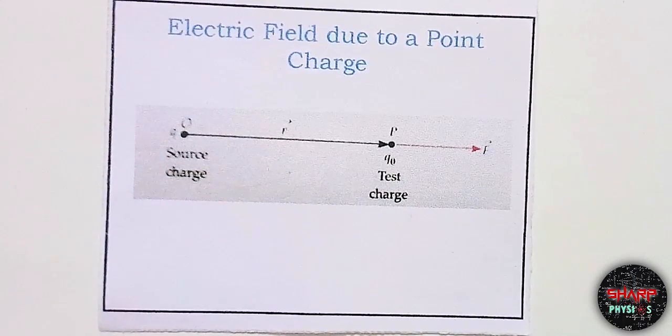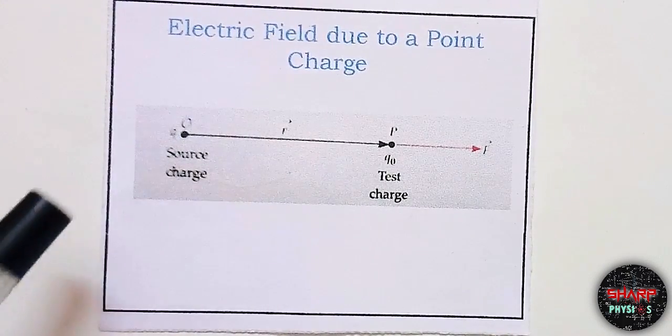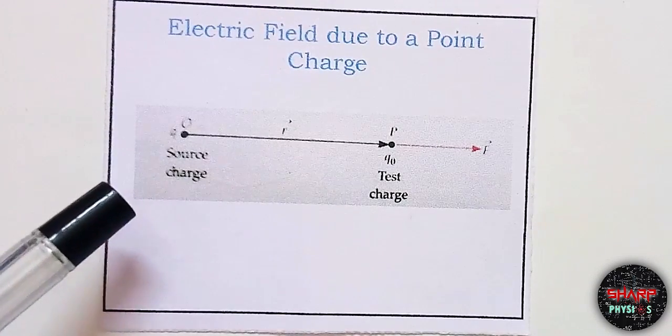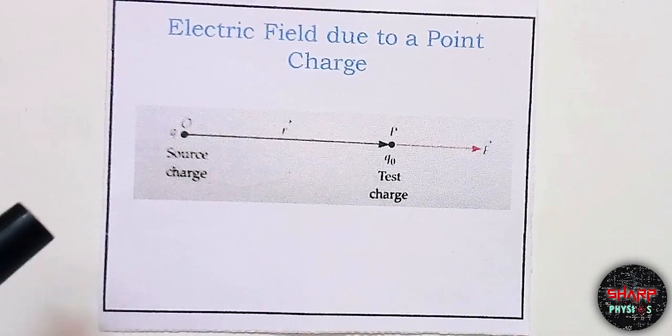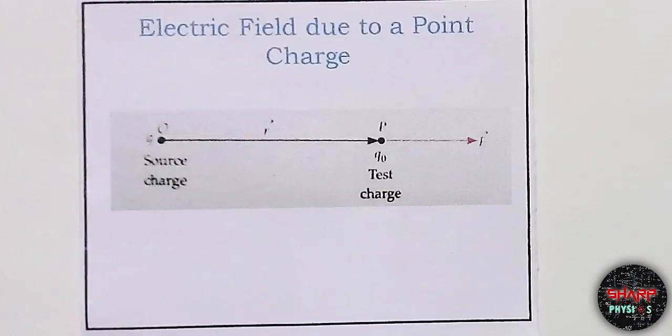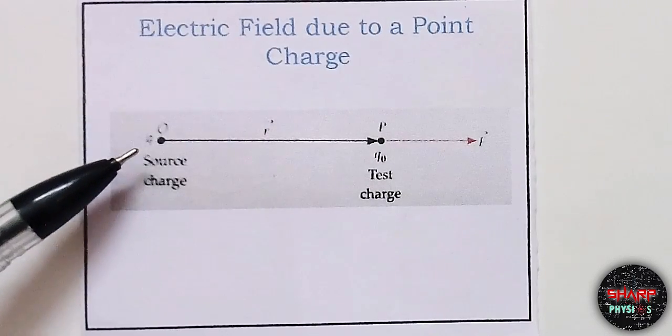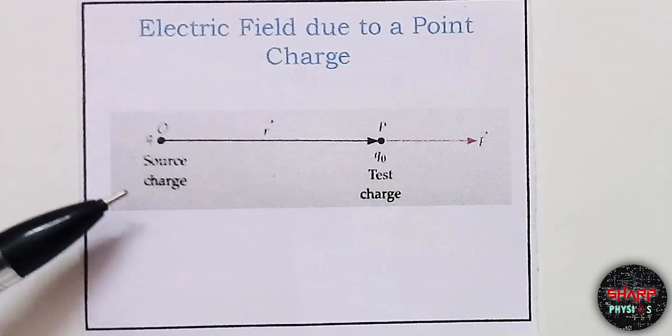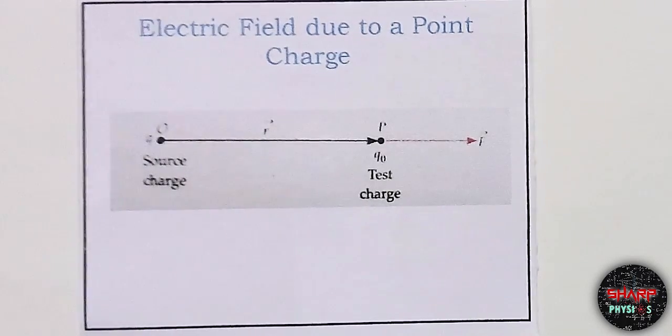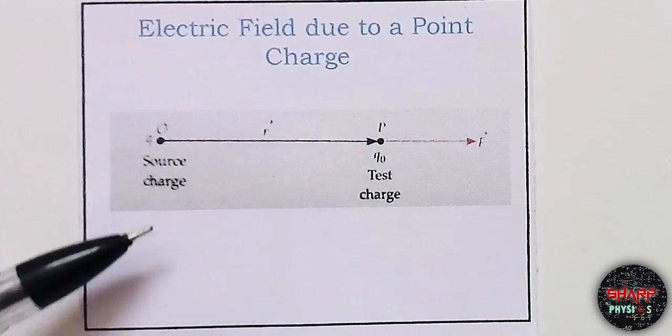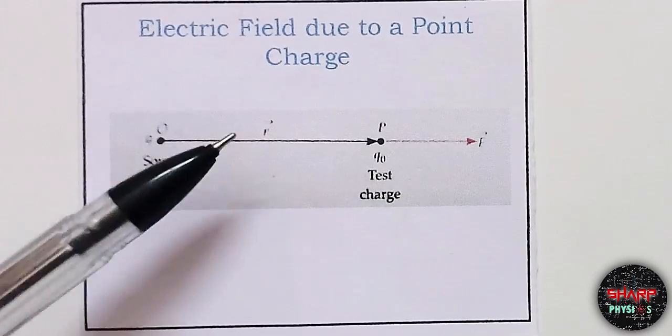In the previous class you have seen about the source charge and test charge. Just a small introduction on that. Consider point charge Q placed at the origin O, which we call the source charge, and a test charge is brought near to the source charge at a distance of R.